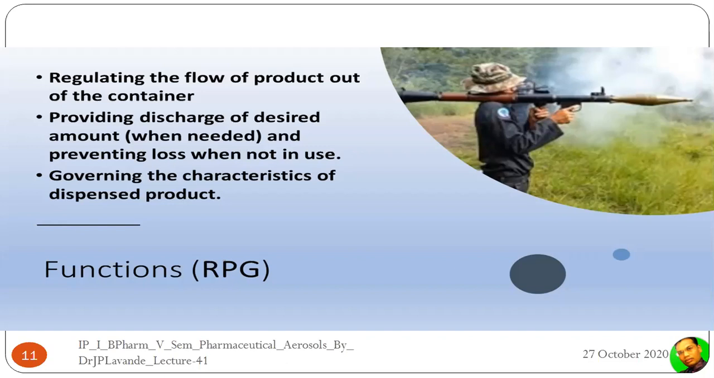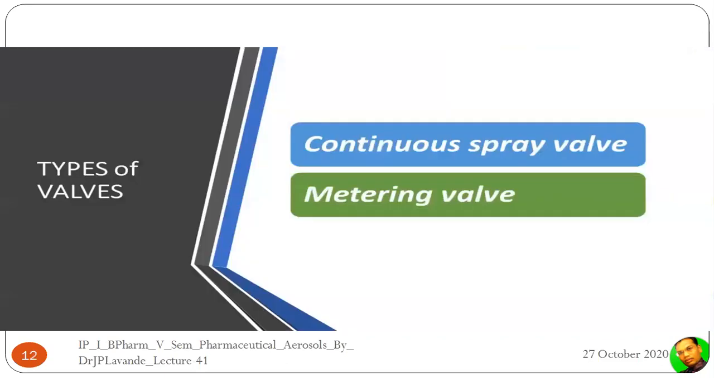It will provide the discharge of the desired amount when needed and prevent loss when not in use. If it is a continuous spray, the content comes out only as long as we keep the valve pressed. If it is a metered one, we just press once and the required dose comes out. So it will prevent the loss. The third is governing the characteristics of the dispensed product.